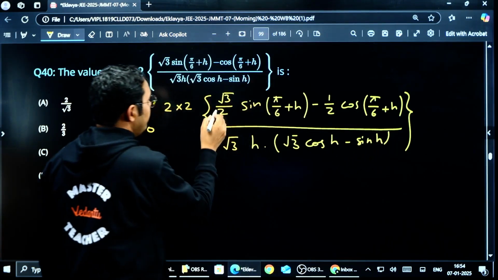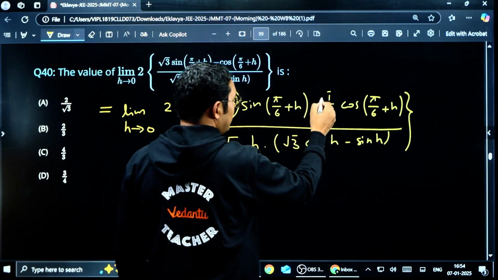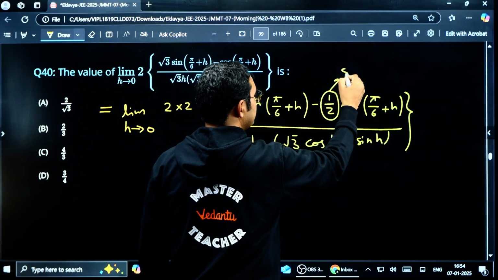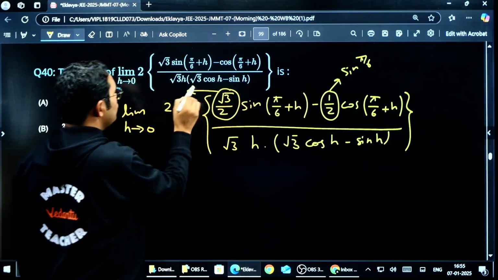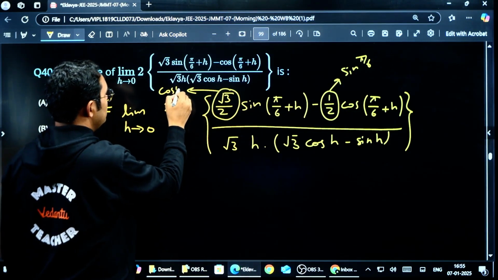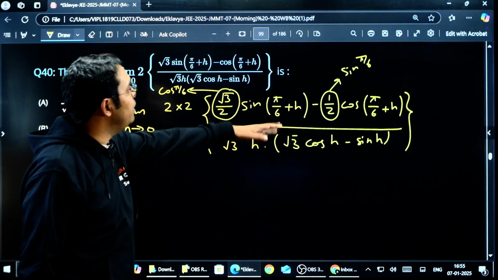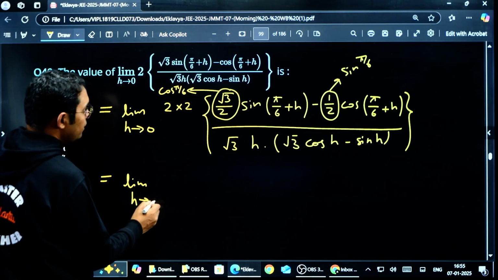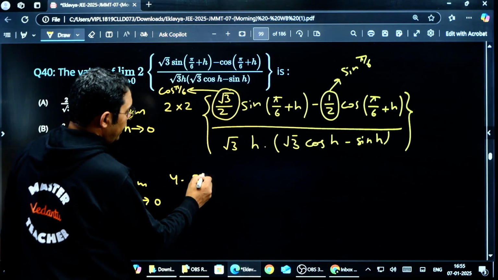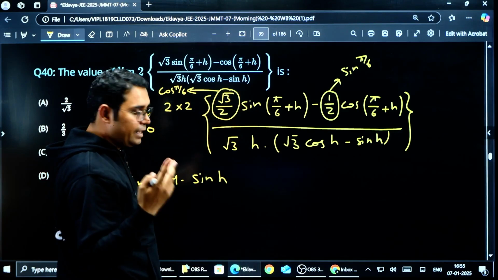Now please see, if I take root 3 upon 2 as cos pi by 6, and 1 upon 2 as sine pi by 6, this as cos pi by 6, this is sine pi by 6. I think this is becoming a formula of sine A minus B, and it is now becoming a very simple thing, 4 times sine of h only. Sine A minus B, pi by 6 will get cancelled.